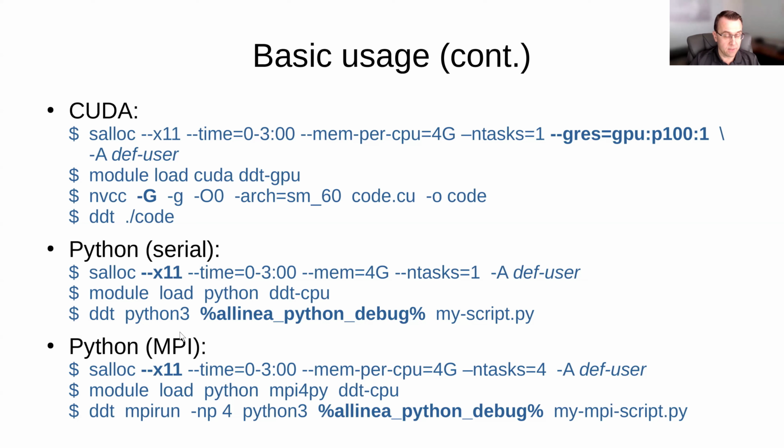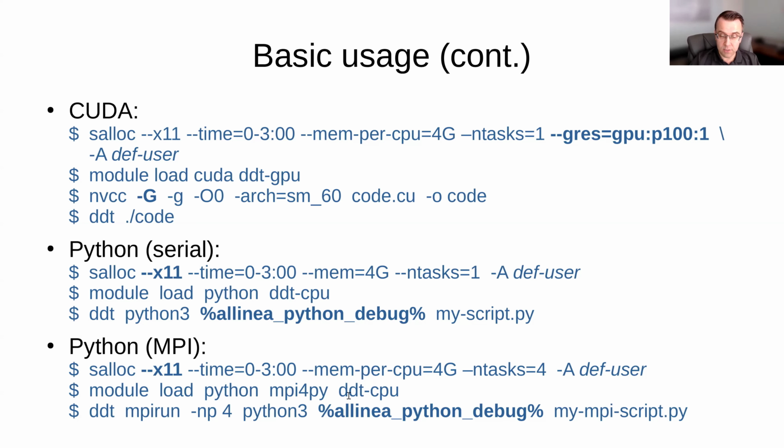Now to Python debugging. As our command looks as before, you do need to load a corresponding Python module. And then the way you run it, you say DDT space python or python3 space, then you copy and paste this special name. This is the variable name, and then the path to your script.